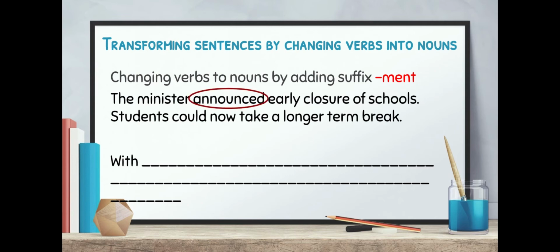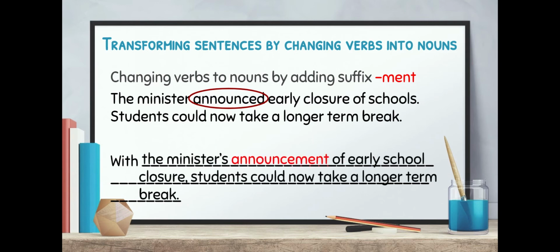First, you need to identify the verb that you can add the suffix -ment to. Yes, we can add the suffix -ment to the word announce to give you announcement. The transformed sentence will look like this. With the minister's announcement of early school closure, students could now take a longer term break.